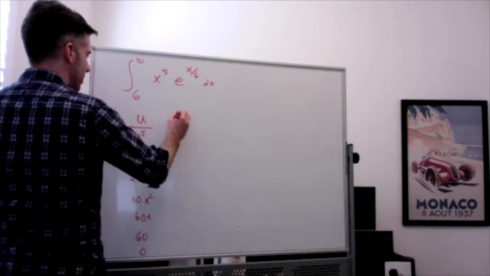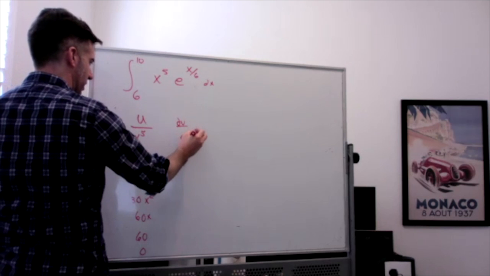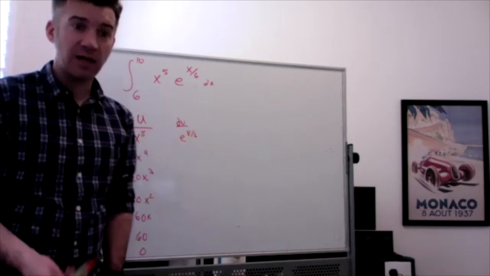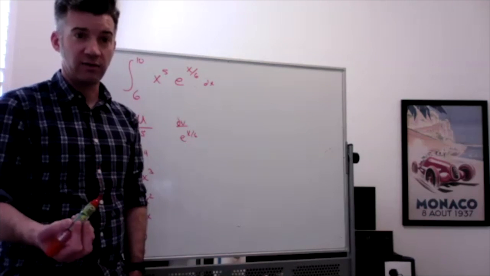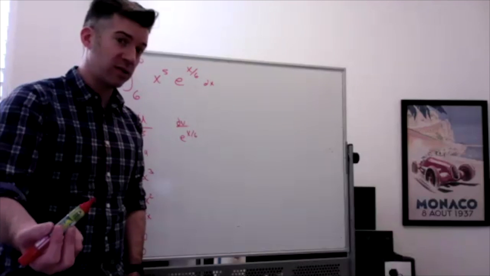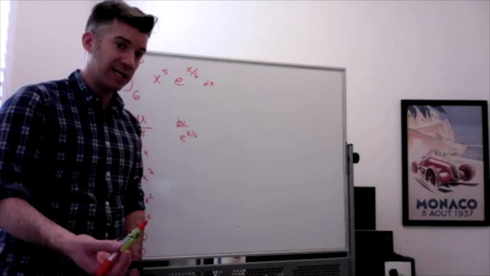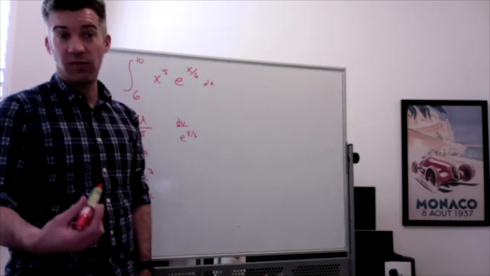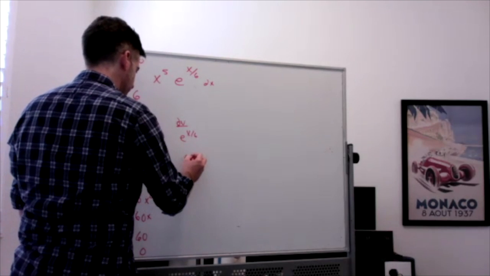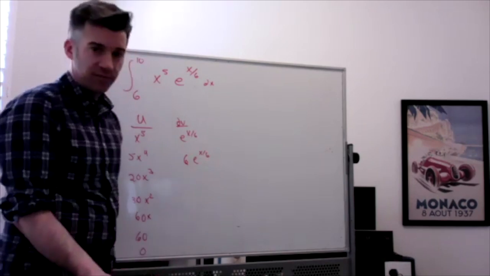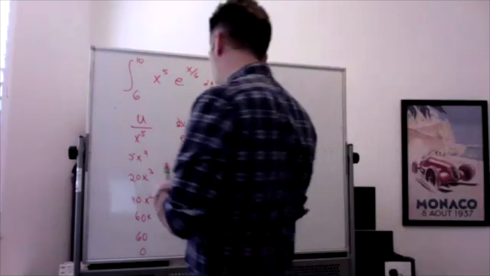And my dv's are going to be interesting. So my first dv is e to the x over 6. And the antiderivative of e to the x over 6 is going to be, well, I know the derivative of e to the x over 6 would be e to the x over 6 times the derivative of x over 6, which is 1/6. The antiderivative is going to be, instead of multiplying by 1/6, divided by 1/6, which is multiplied by 6. The antiderivative of e to the x over 6 is going to be 6 e to the x over 6.